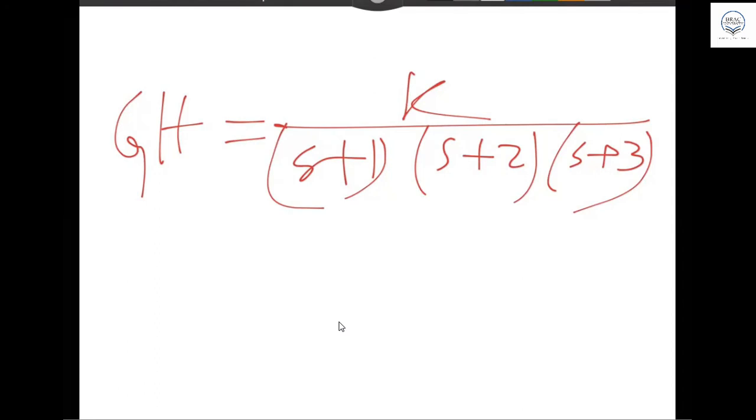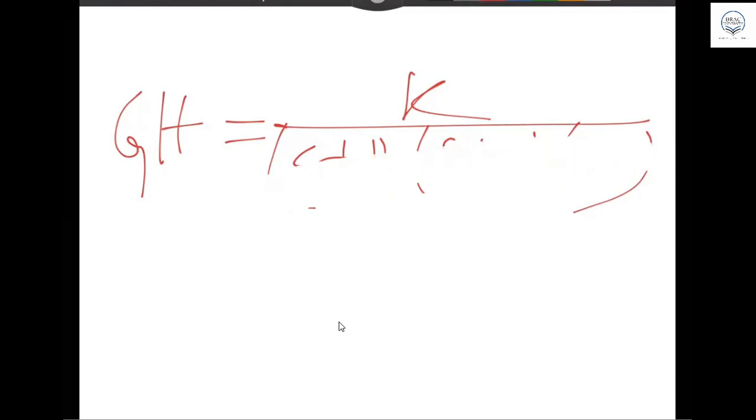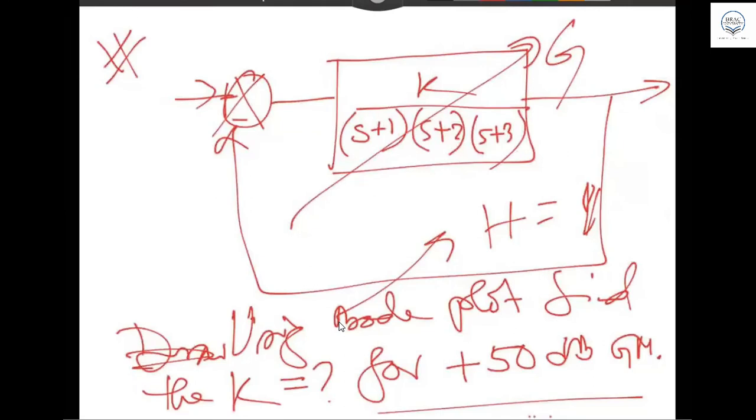Because our target is to find the K for 50 dB gain margin. None of you can find it. Even if I give you the same problem you solved just now, and I give you the problem like this, you also cannot solve it. What do you do? Sir, we can assume.